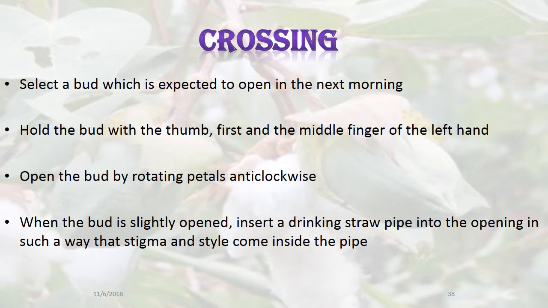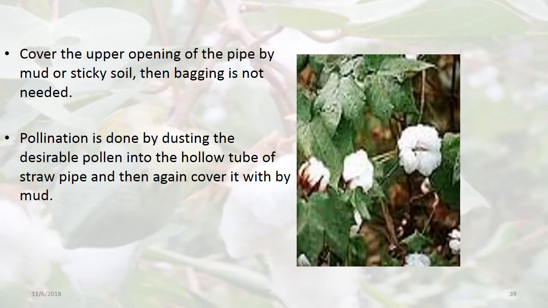When the bud is slightly opened, insert a drinking straw pipe into the opening in such a way that stigma and style come inside the pipe. Cover the opening of the pipe with mud or sticky soil, then bagging is not needed. Pollination is done by dusting the desired pollen into the hollow tube of the straw pipe and then again covering it with mud. This is the mud smear technique.